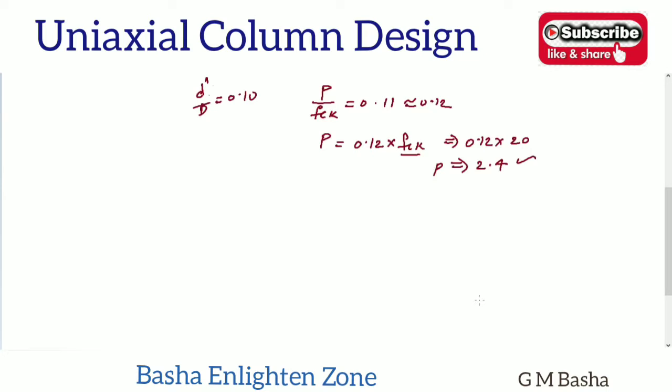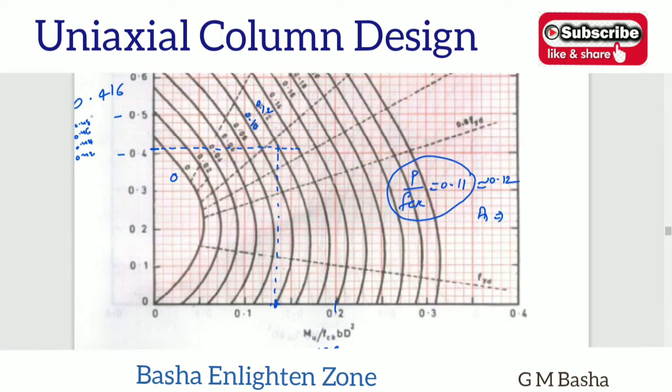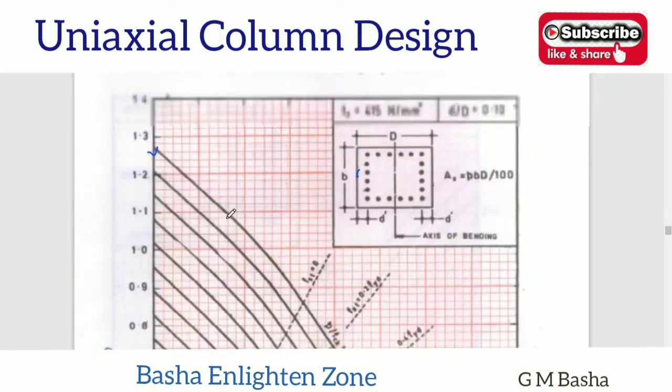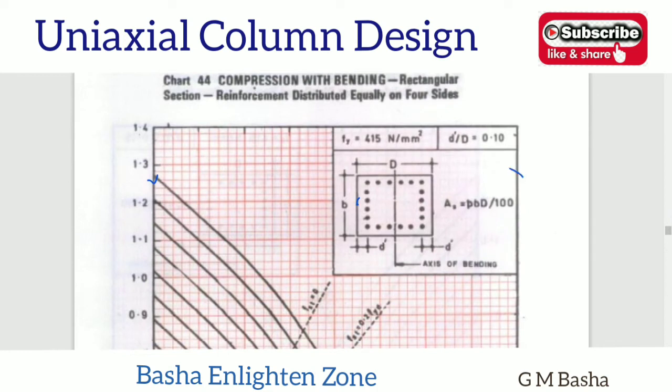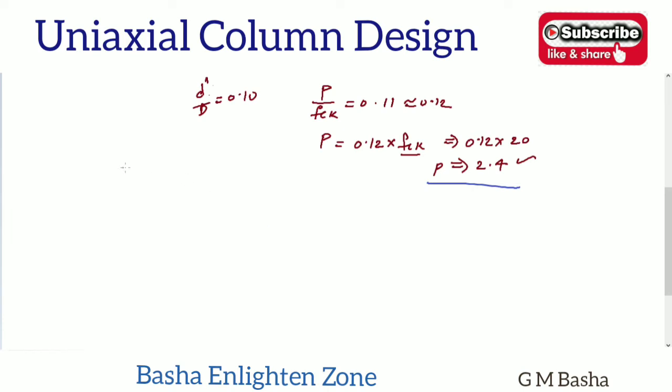It is safe inside. Then after obtaining this P value, what is left in the chart? You please observe in the chart. So what is left in the chart? The area of the steel will be equal to P by 100, so here you can find out that AS will be equal to P into BD by 100. What is the P obtained value here? 2.4 into B value is 300 and D value is 600 by 100.